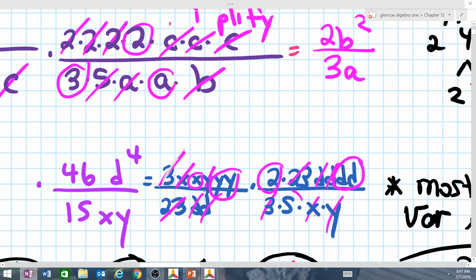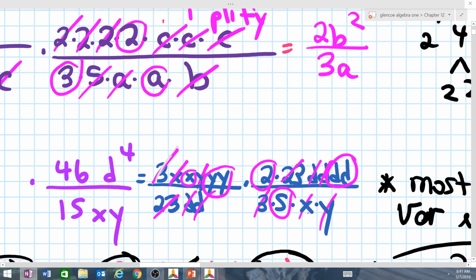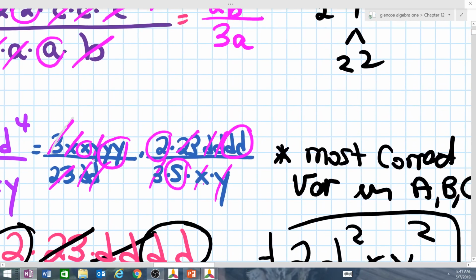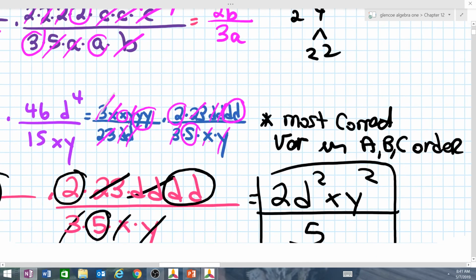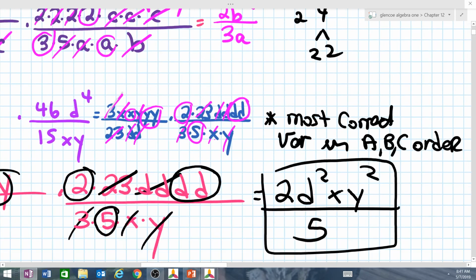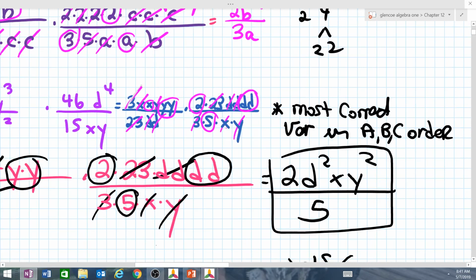all over 5. Okay, now I made a little note over here and I said it's most correct to put the variables in A, B, C order. So I would have listed it as 2d squared x y squared over 5. Miss Urso, I wrote 2xy squared d squared over 5. Okay, I'll give it to you. You're learning in Algebra 2. It has to be in order.